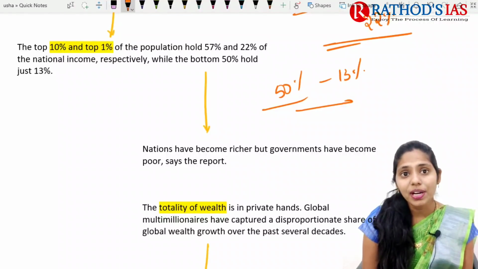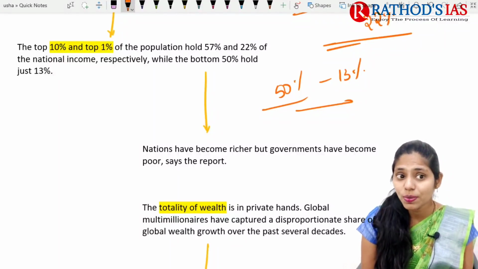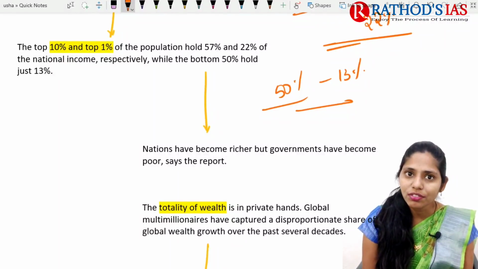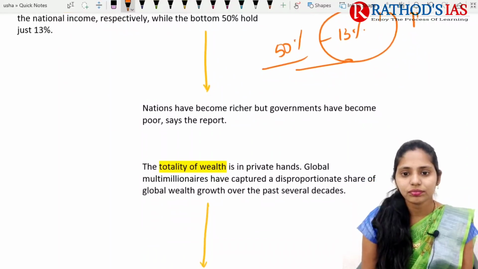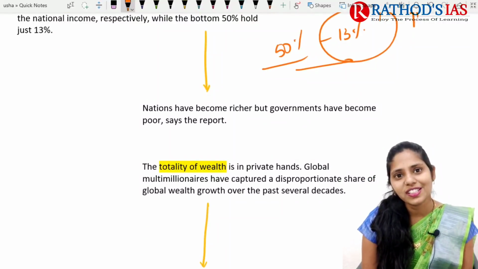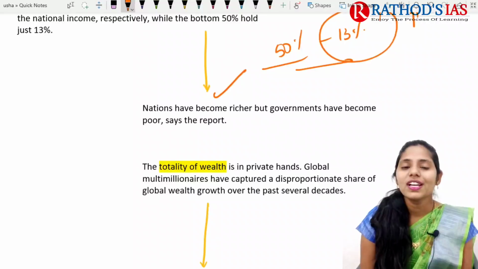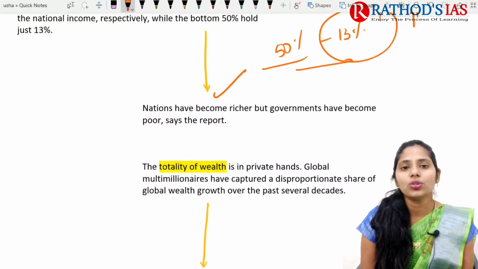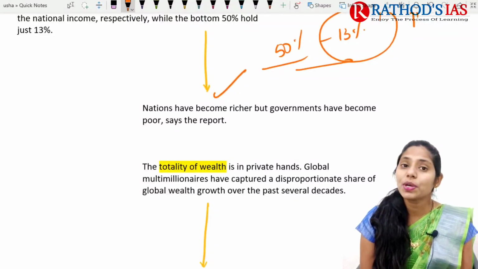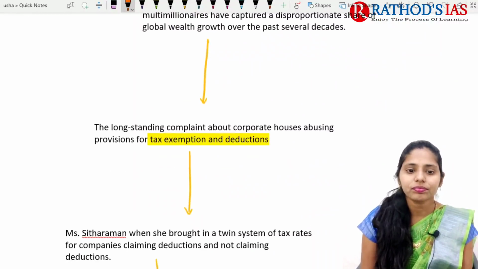Now you can see the top 10% have 57% of national income, and the top 1% have 22% of national income, but the bottom 50% hold just 13% of national income. So high levels of inequality are mainly seen. One more important cause of concern here is that nations have become richer but governments are becoming poorer, because a great amount of the wealth is concentrated in the private sector. Okay, so the totality of wealth is in private hands. Because of this, the government is becoming poor, but the nations are becoming very rich.